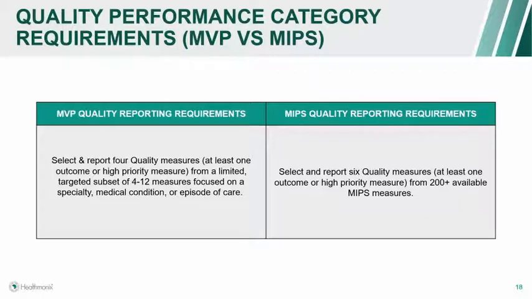So for the quality performance category, the MVP requirements are to select and report 4 quality measures, at least 1 being an outcome or high priority measure. And that's from a limited targeted subset of 4 to 12 measures focused on a specialty, medical condition, or episode of care. Through traditional MIPS, the requirements remain the same as previous years. And so that would be 6 measures with at least one outcome measure. And then you would select these measures from the list of 200 plus available MIPS measures.